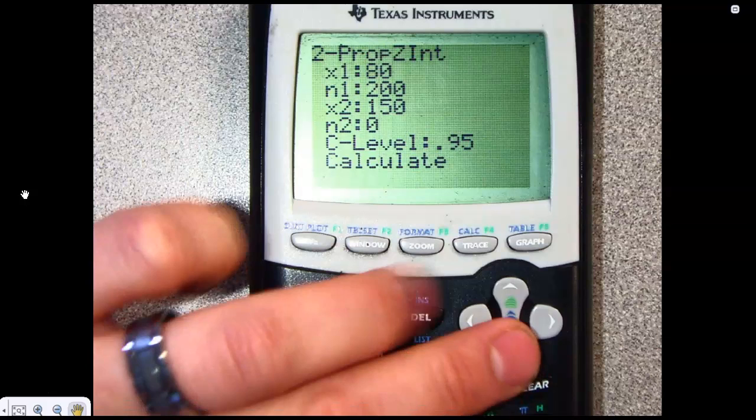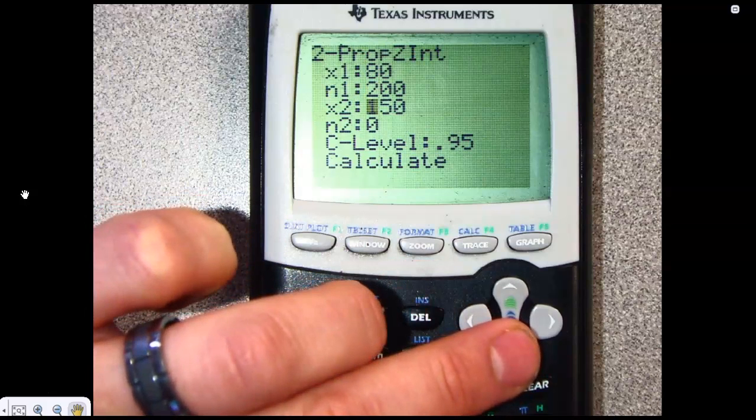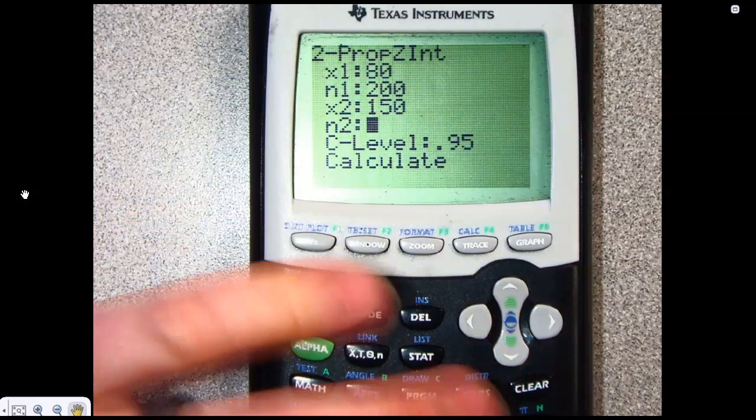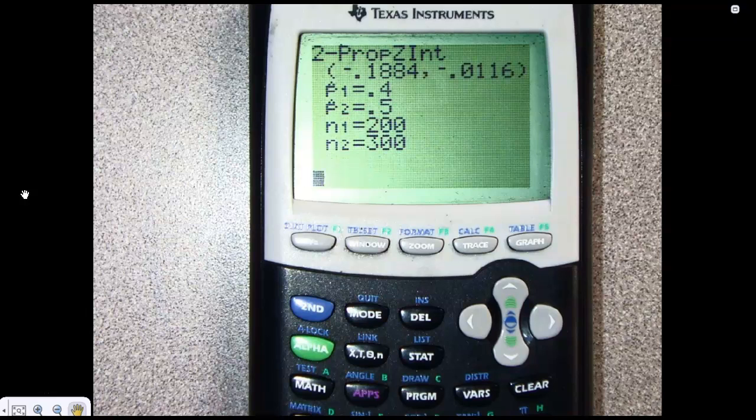So how did I get that 80? 0.4 times 200. How did I get the 150? 0.5 times 300. Let's just leave it at 0.95 because we're just trying to practice it. And then it gives you, so this replaces you having to do the math. So that gives you negative 0.1884, comma negative 0.0116.